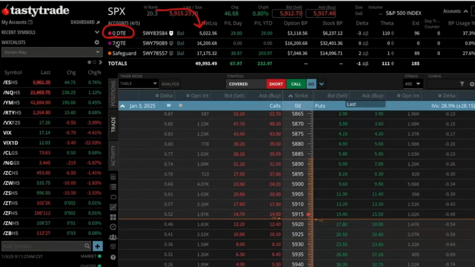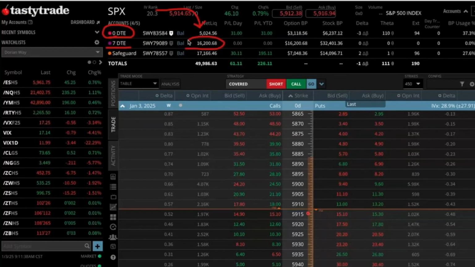On the 7DT account, this used to be in the Thinkorswim account for us. We switched it over for this year. We've grown this 7DT account from 5,000 to a little over 16,000, as you guys can see.